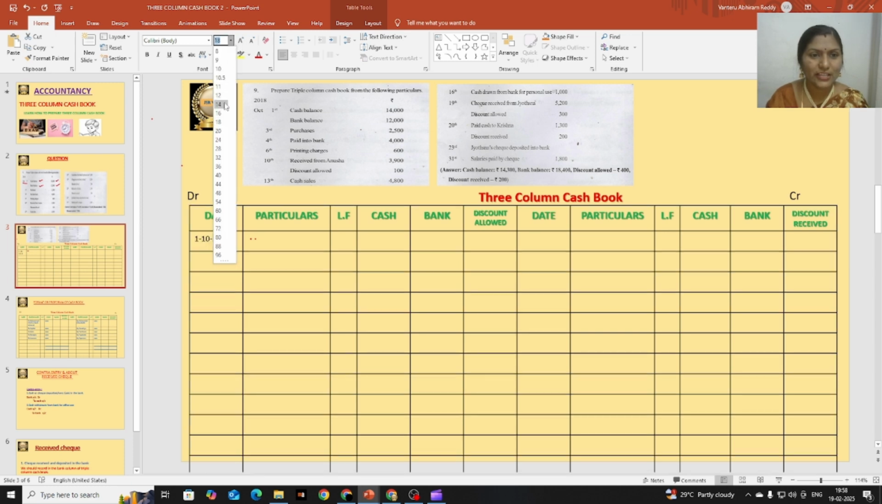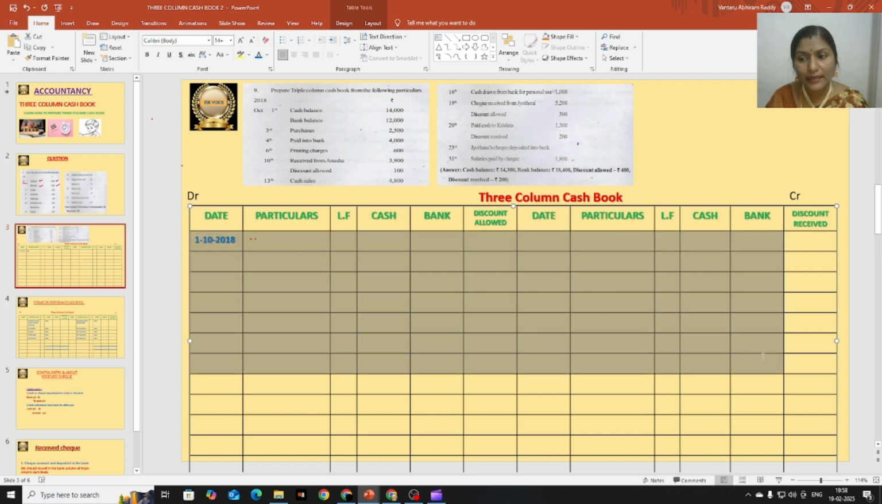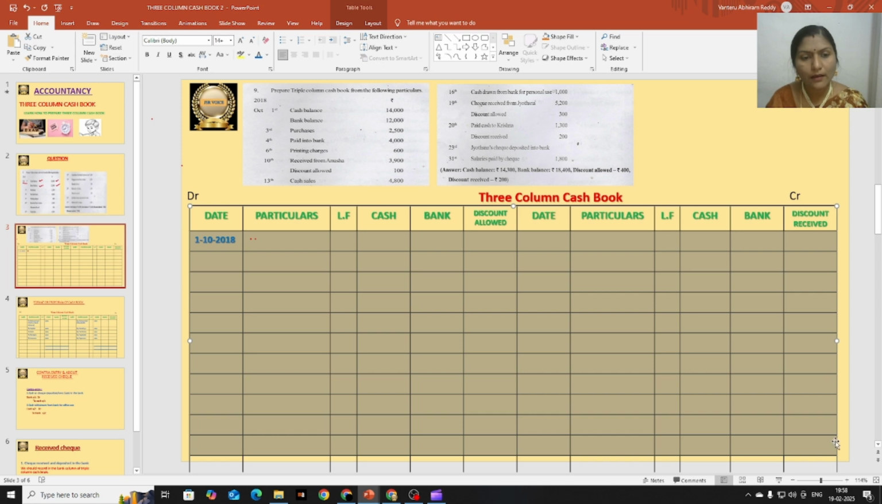So I am just changing the font size. Okay. So we are going to write the date in the date column. Next, in the particulars column, we are going to write all the details regarding items. Okay.